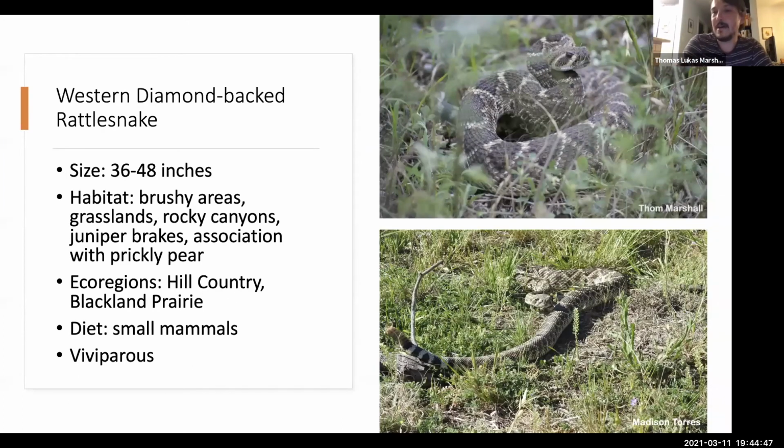The largest venomous snake in our area is the western diamondback rattlesnake. So these snakes are pretty common throughout the hill country and in the Blackland prairies just to the east of Austin. They're found in brushy areas, grasslands, and a pretty wide range of habitats, as long as they're kind of open, semi-arid habitats. They're often found in association with prickly pear because their rodent prey can often be found within prickly pear, and they can take shelter within prickly pear as well. They prefer small mammals as their prey items.